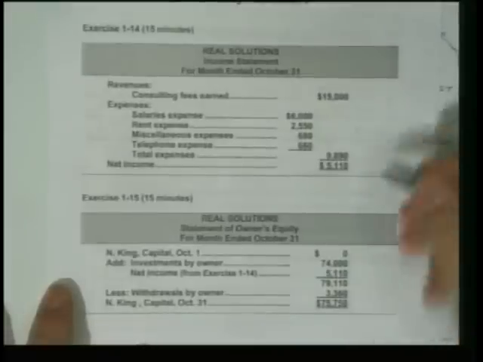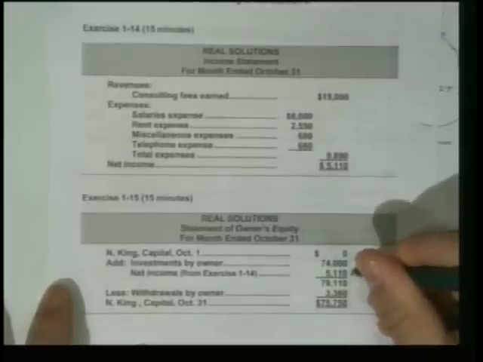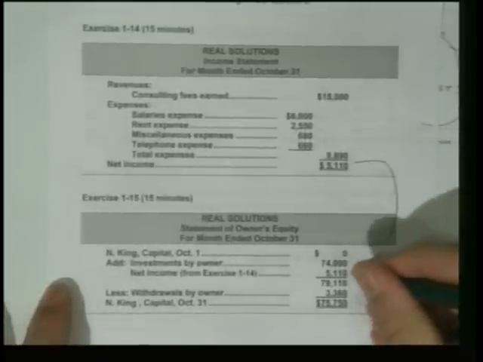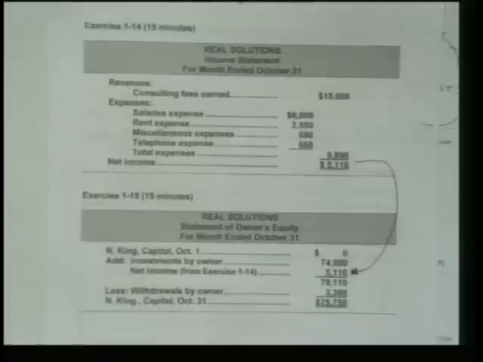Okay, now let's take a look at the statement of equity. See if we can get it both on here. Okay, and where do we get that net income? It flows down from the income statement, which is why we have to prepare them in this order. Okay? All right. The beginning balance of capital was 0. We added investments by owner of $74,000, which was made on either October 2nd or October 3rd. I can't remember which I told you. We add the net income.